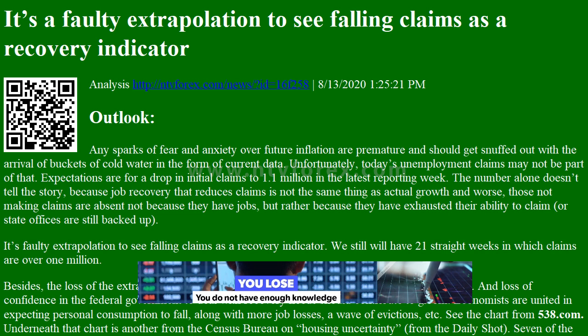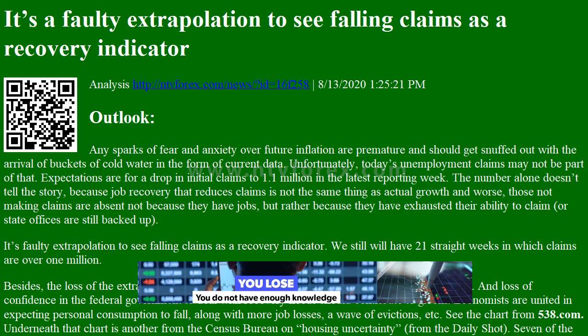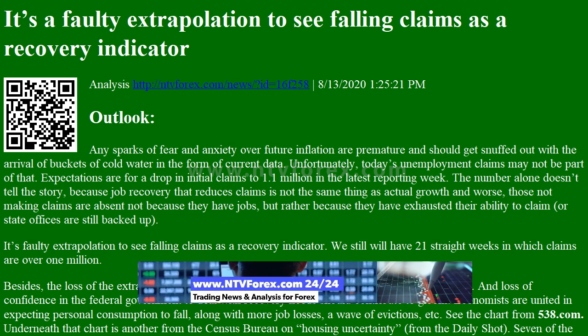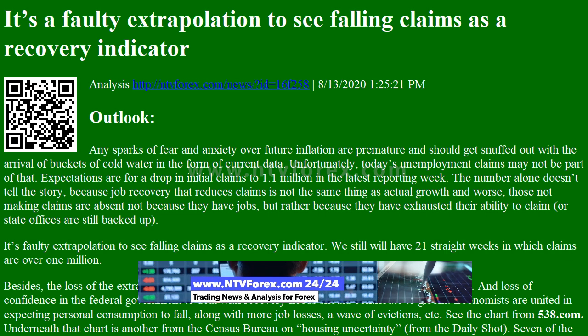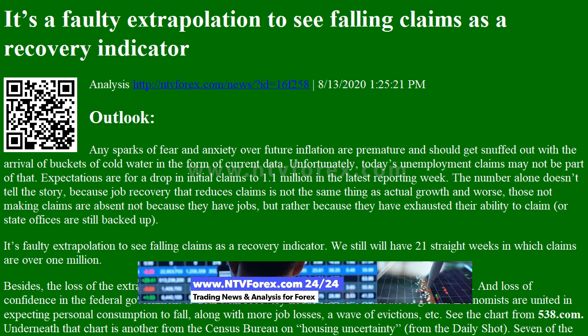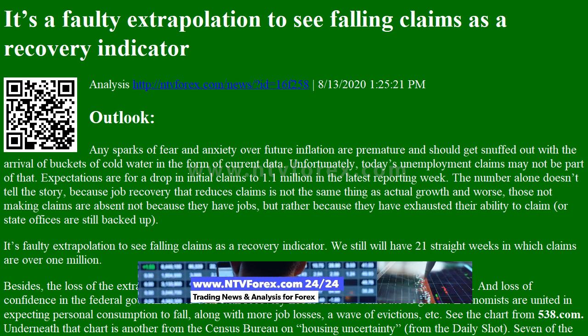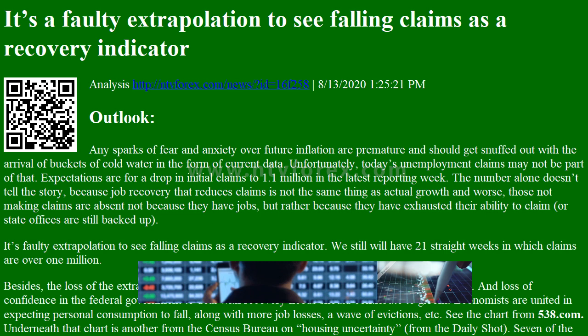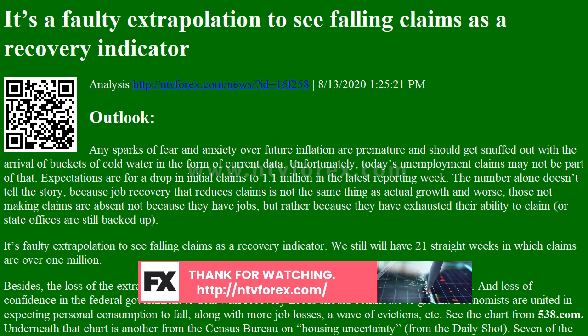www.ntvforex.com. ETA: faulty extrapolation to see falling claims as a recovery indicator. 2021 PM Outlook. Any sparks of fear and anxiety over future inflation are premature and should get snuffed out with the arrival of buckets of cold water in the form of current data. Unfortunately, today's unemployment claims may not be part of that. Expectations are for a drop in initial claims to 1.1 million in the latest reporting week.